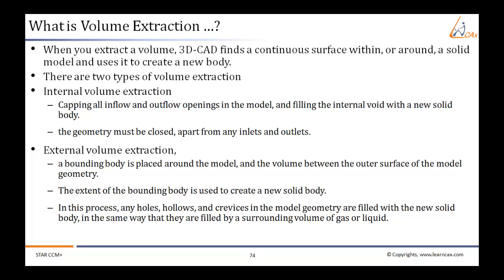The external volume extraction works in exact opposite manner. In this, a bounding body is placed around a model. The volume created between the outer surface of the model geometry and this bounding body is used as volume for CFD. We can control the size of the CFD domain by controlling the extent of the bounding body. In this process, any holes, hollows, and crevices in the model geometry are filled with the new solid body in the same way that they are filled by a surrounding volume of gas or liquid.